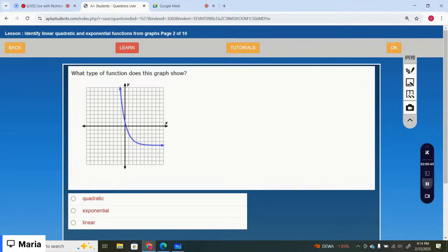What type of function does the graph show? That is the exponential function. When the graph is increasing, that is the exponential function.